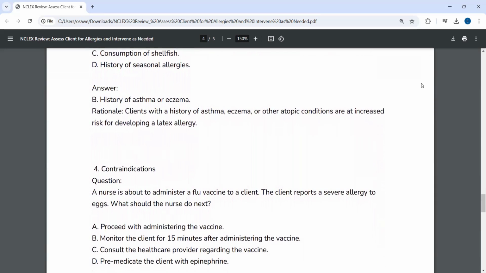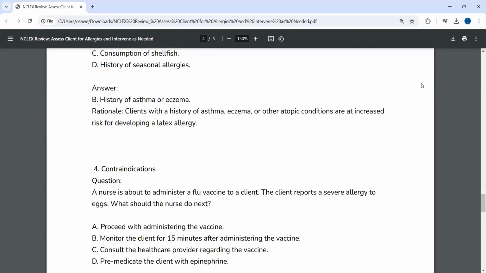Now, number 4, the nurse is about to administer a flu vaccine to a client. The client reports a severe allergy to eggs. What should the nurse do next? Now we know there are some vaccines that are made with egg, right? So we have our patient right here that has severe allergy to eggs. So what do we do? Since we know that kind of vaccine might cause an allergic reaction, we don't want to give it.